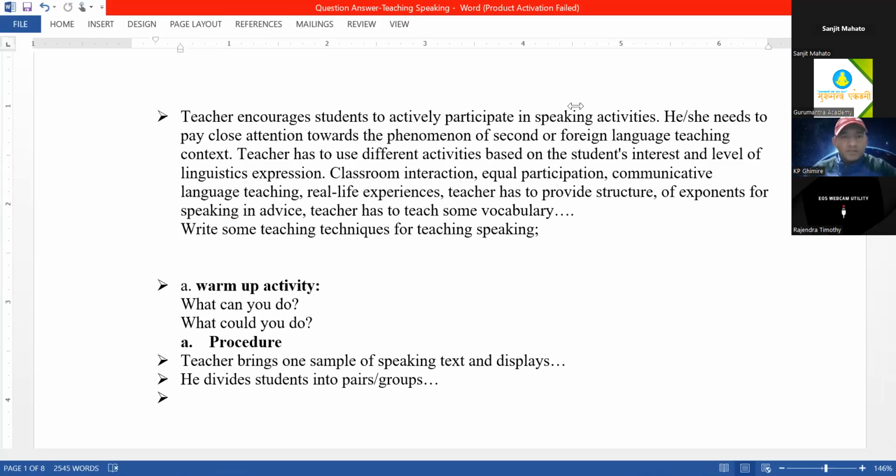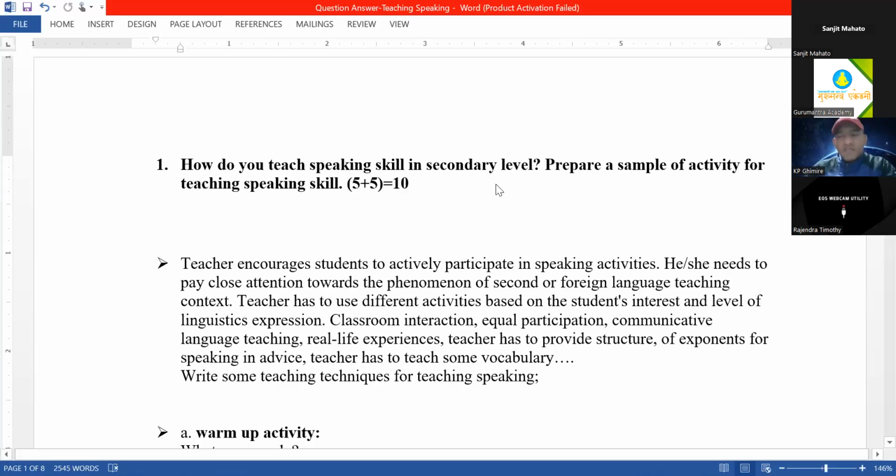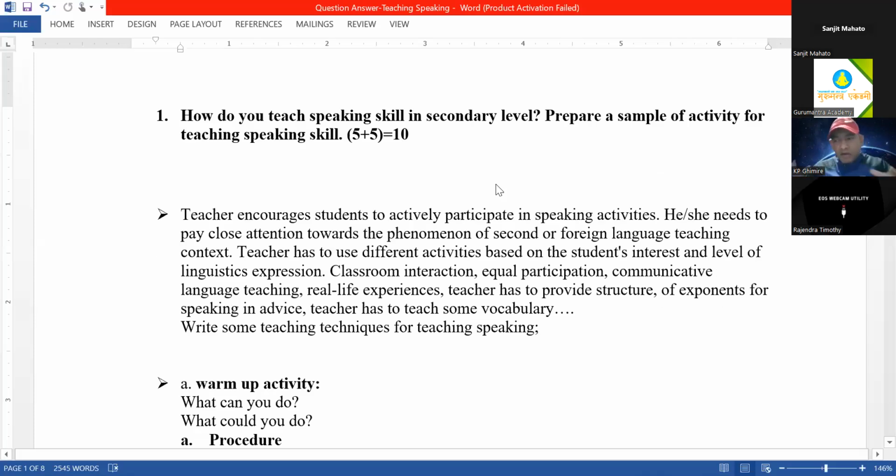If this question is asked, it can be about teaching speaking or teaching reading or writing or listening, whatever. So the process is the same, but the activities we do are different relating to the particular skill. First you need to write the role of the teacher, what the teacher has to do for teaching speaking, and what different pedagogical techniques or strategies the teacher has to apply. You need to show all of this for the first part of the question.